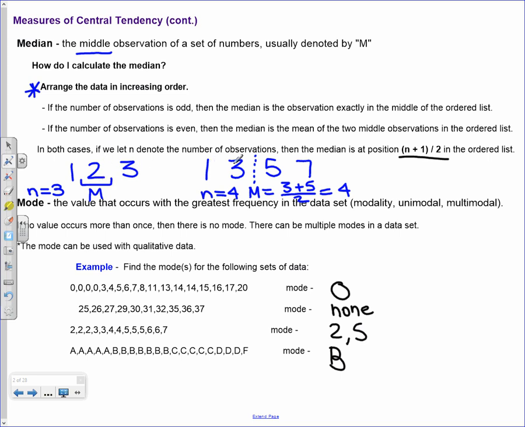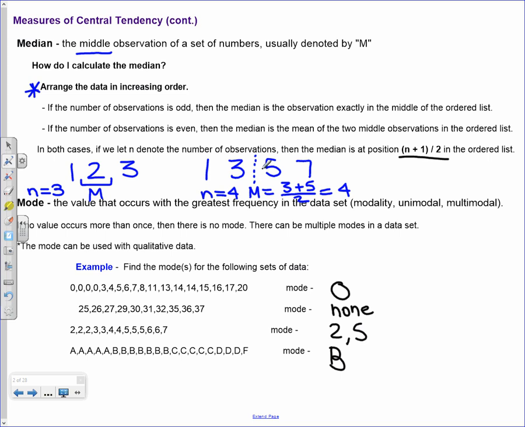If our data set is 1, 3, 5, and 7, the middle is somewhere in between 3 and 5, right? There's not an actual observation in the middle. The median is just going to be in between those two numbers. So in that case we take 3 plus 5, divide by 2, and that gives us 4. So the median in that case would be 4.